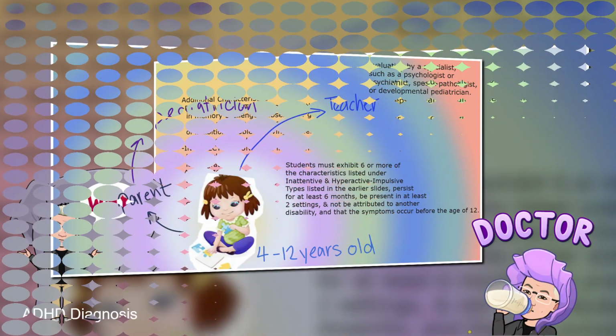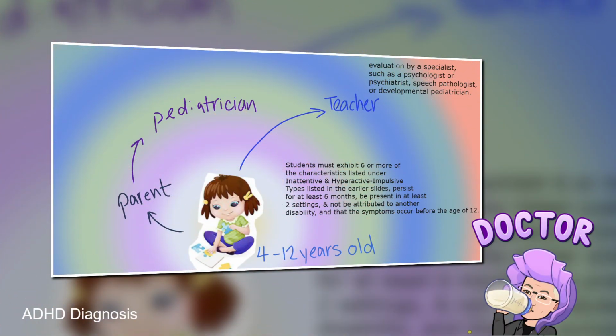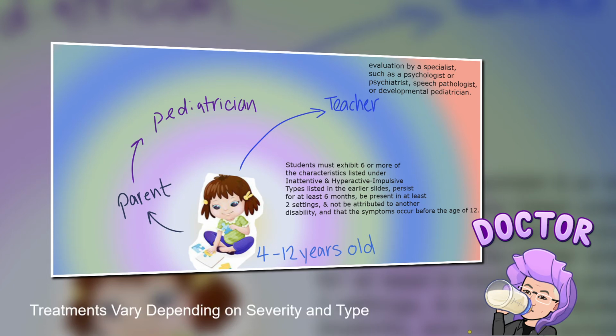When a parent or teacher notices that their child or student exhibits 6 or more characteristics listed under inattentive and hyperactive impulsive types in earlier slides, and that the characteristics persist for at least 6 months and are present in at least 2 settings and are not attributed to another disability, and that they occurred before the age of 12, they can go to a pediatrician or refer the case for evaluation by a specialist, such as a psychologist or psychiatrist, speech pathologist, or developmental pediatrician.